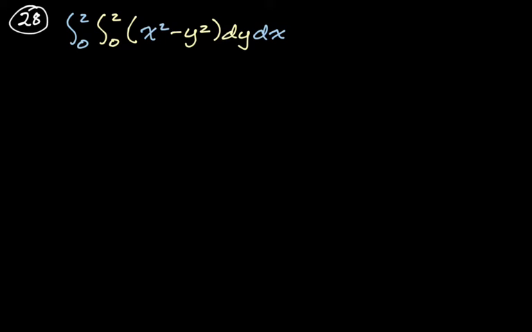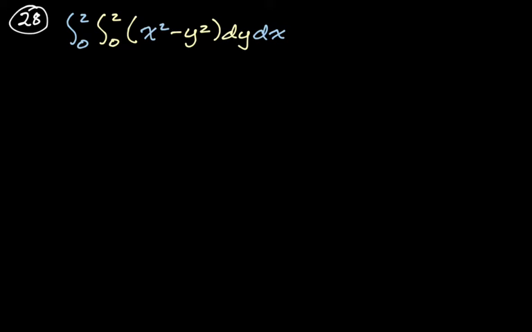Again, so it's 0 to 2, 0 to 2. x squared minus y squared. There is no way to separate that into f of x times g of y. It's more common not to be able to separate it, I would say, for these types of integrals. So be on the lookout for it, but don't expect to see it.